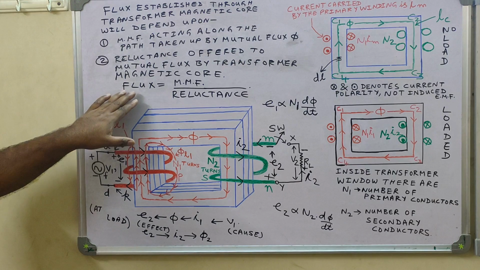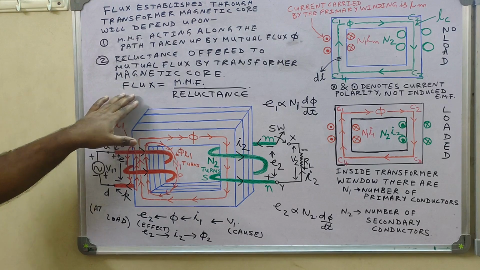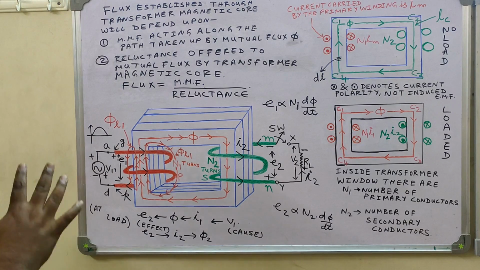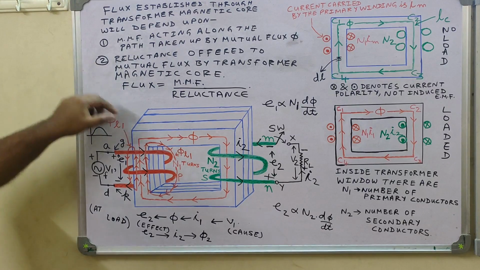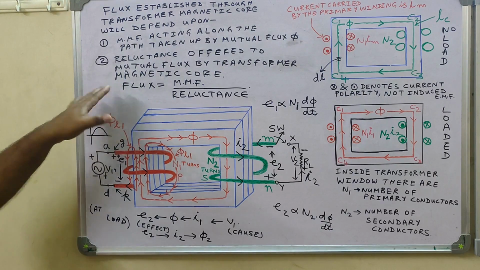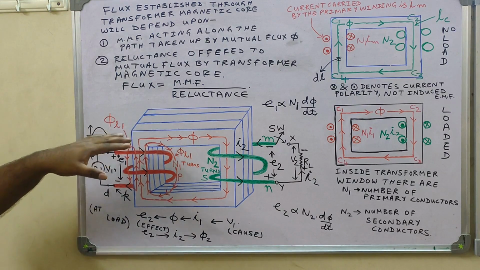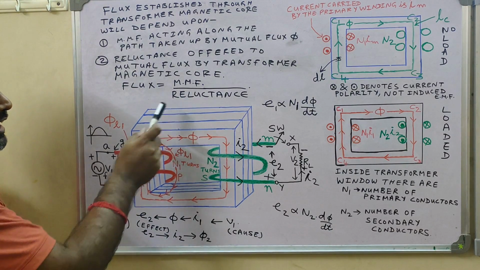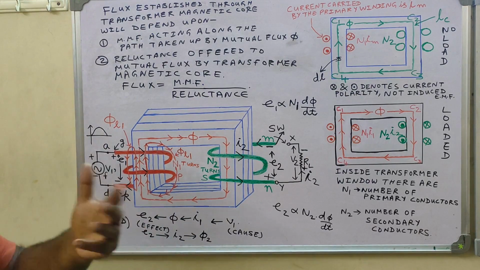Obviously, when we are writing this equation, flux equals magnetomotive force, that is MMF, by reluctance, we are keeping in our mind a particular magnetic circuit. This is a very important point to keep in mind: when we write flux equals MMF by reluctance, we are keeping in view some magnetic circuit, the reluctance offered to the lines of flux for that particular magnetic circuit, and the MMF acting in that particular magnetic circuit.